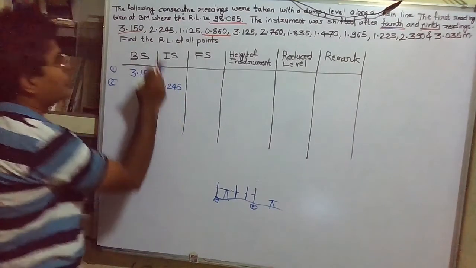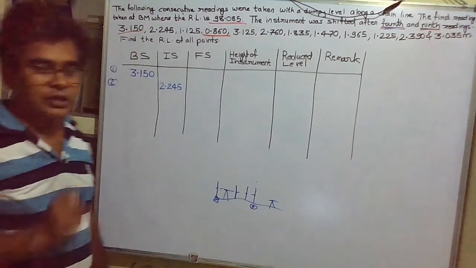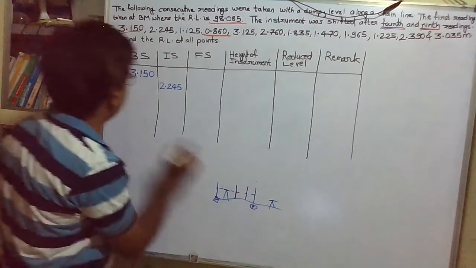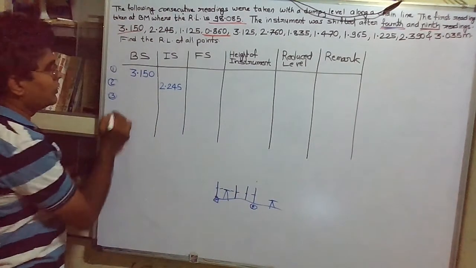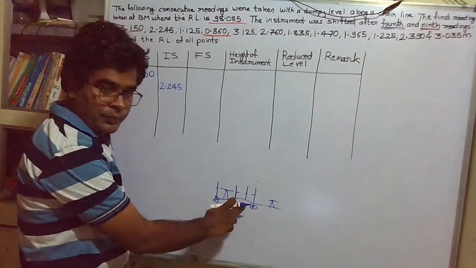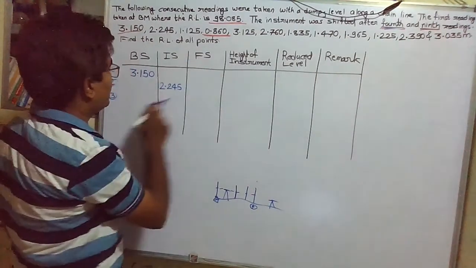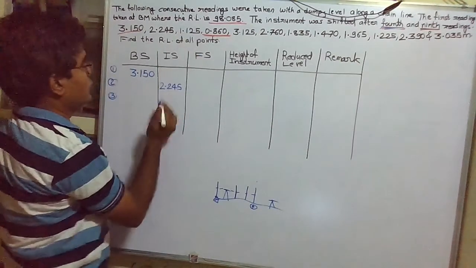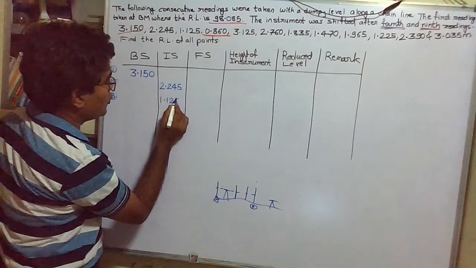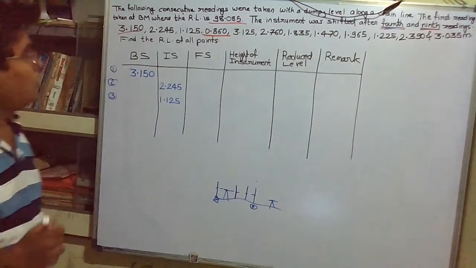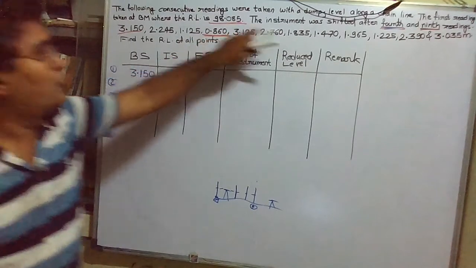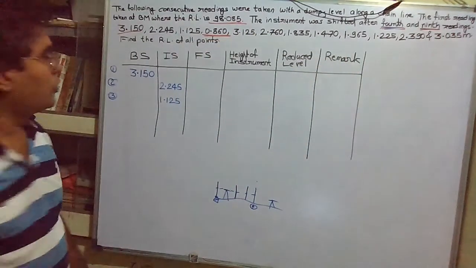The next reading, the second reading, is 2.245. That is nothing but an intermediate sight reading. Then the next reading we have taken at some different point, so this will be the third reading that we have taken at a separate point. So we have to write it in a separate row. So in the third row it will come as 1.125.